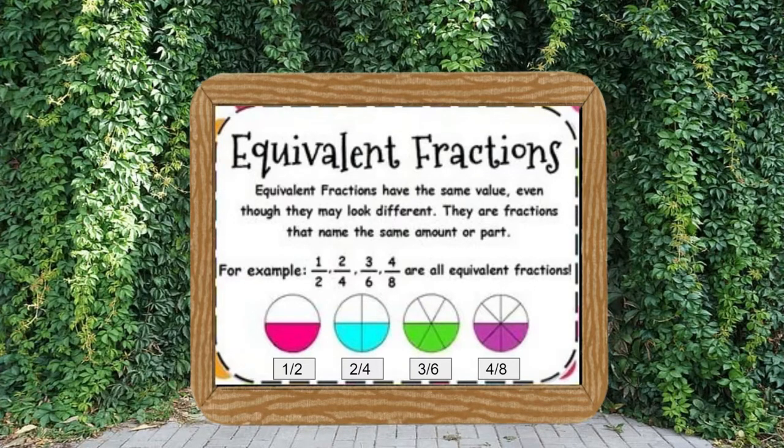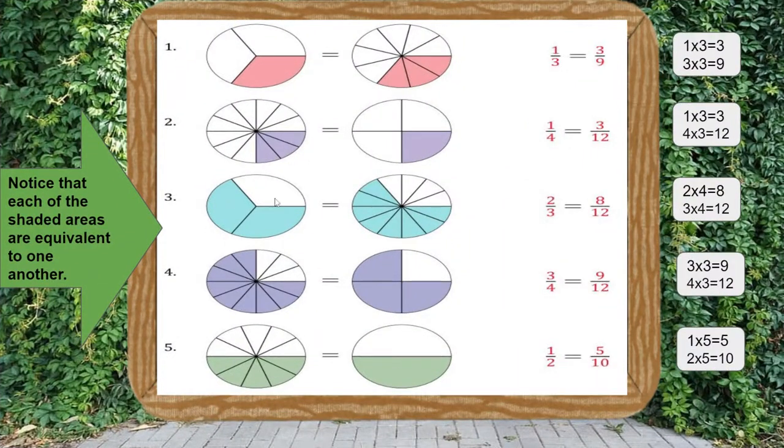Equivalent fractions have the same value. Even though they may look different, they are fractions that name the same amount or part. For example, 1/2, 2/4, 3/6, and 4/8 are all equivalent fractions. Again, 1/2, 2/4, 3/6, and 4/8 are all equivalent fractions. Notice that each of the shaded areas are equivalent to one another.